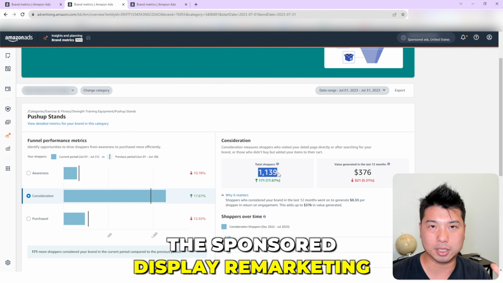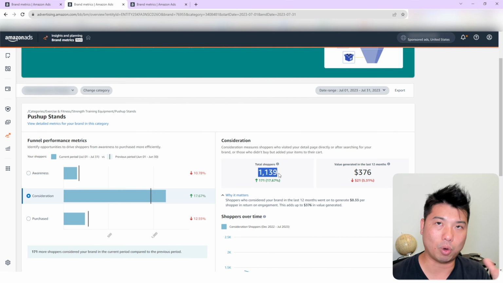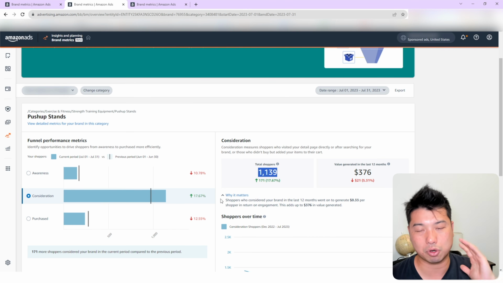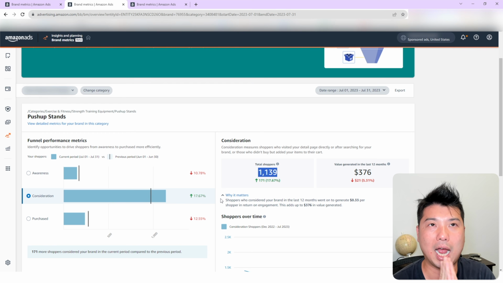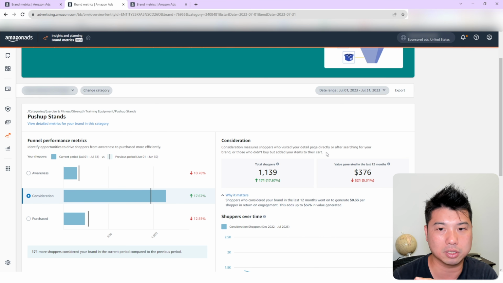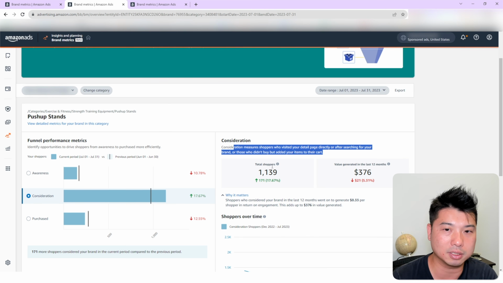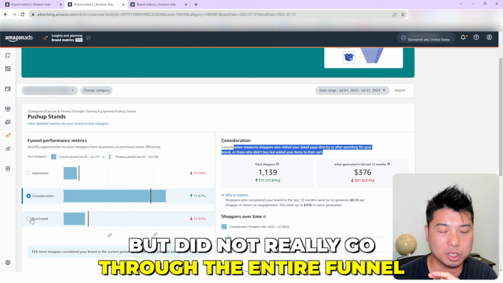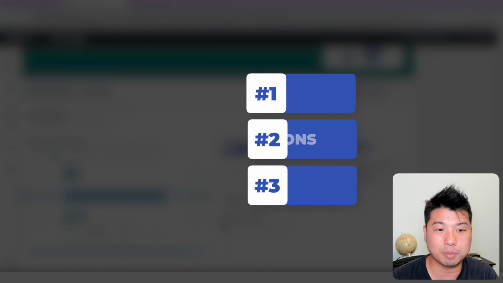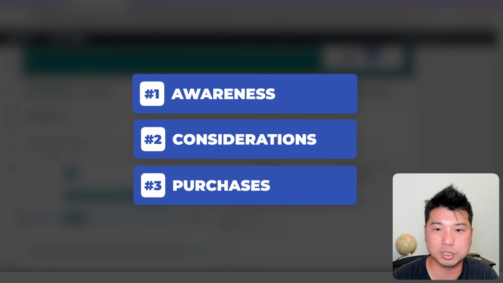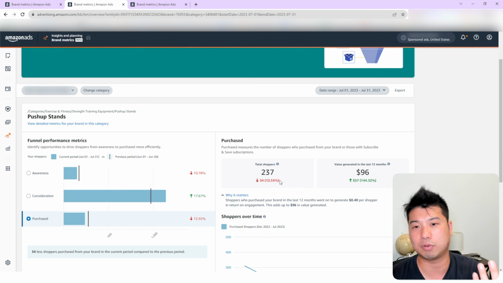I think sponsored display remarketing is one of the ways that you could actually decrease this number. What it does is that you could remarket to people that have interacted with your detail page but have not purchased, right? So those campaigns are really good for this consideration phase to retarget a customer that hits this particular area but did not go through the entire funnel. Lastly, purchases, right? So definitely you want to increase the number here.